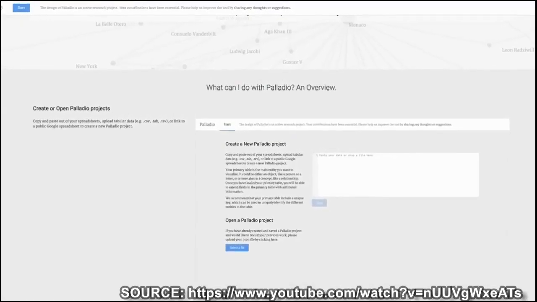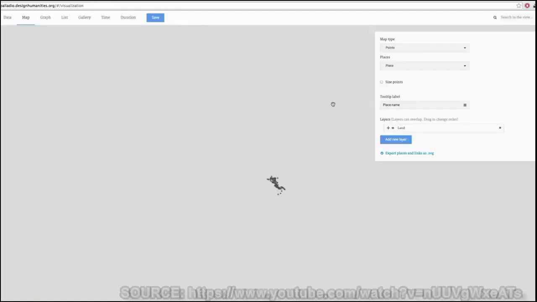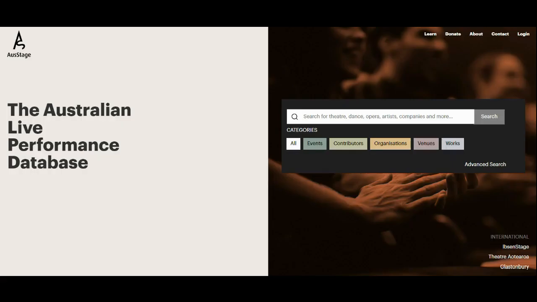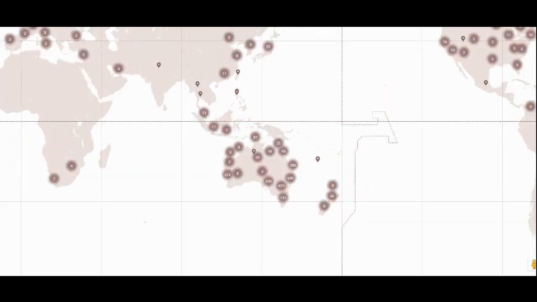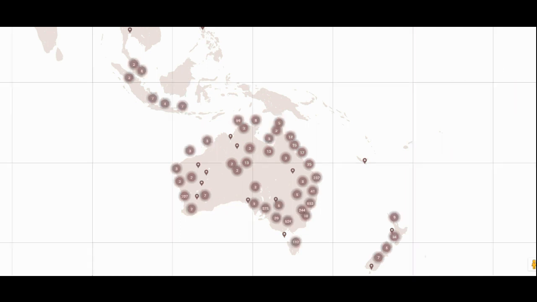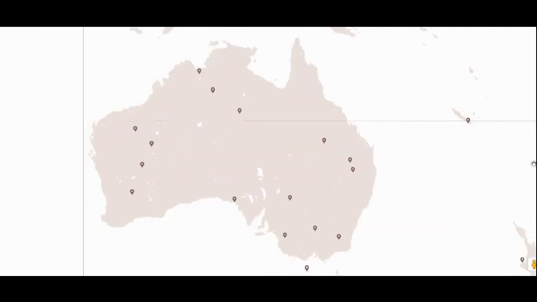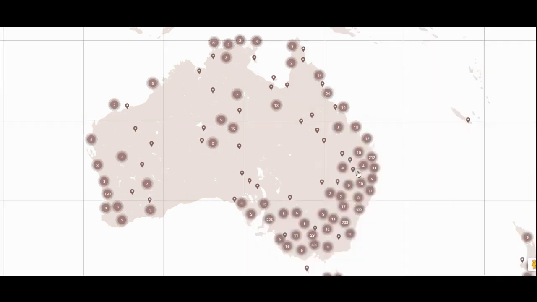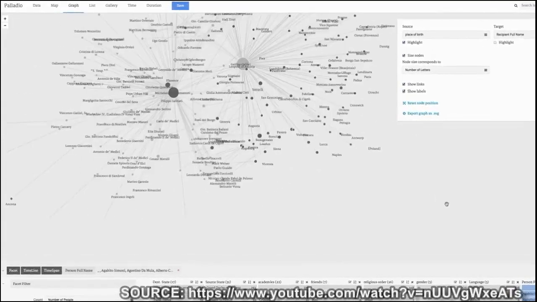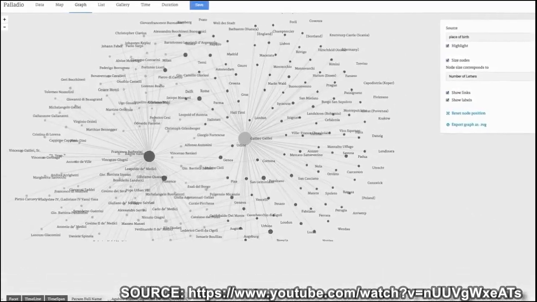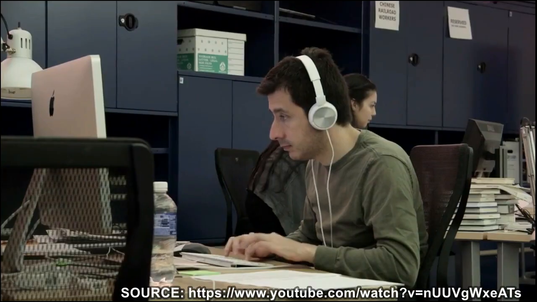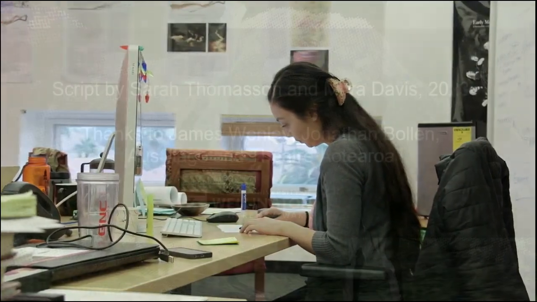So once you have a research question, where to start? Well, there are a range of mapping tools available to researchers that can be used to create spatiotemporal maps and data visualizations. The Australian Live Performance Database, AusStage, has a mapping tool that allows researchers to search for contributors, venues, organisations, events and works and add them to a customised map. You can also use Google Maps. Then there are other options, like Palladio, a tool developed by Stanford University, or QGIS, an open-source, free geographic information system. This is the tip of the iceberg. Researchers are spoilt for choice when it comes to systems that can support their investigations of how performance moves.